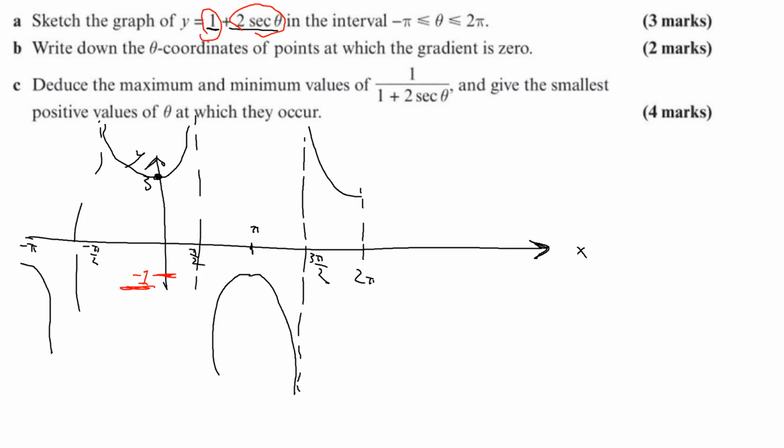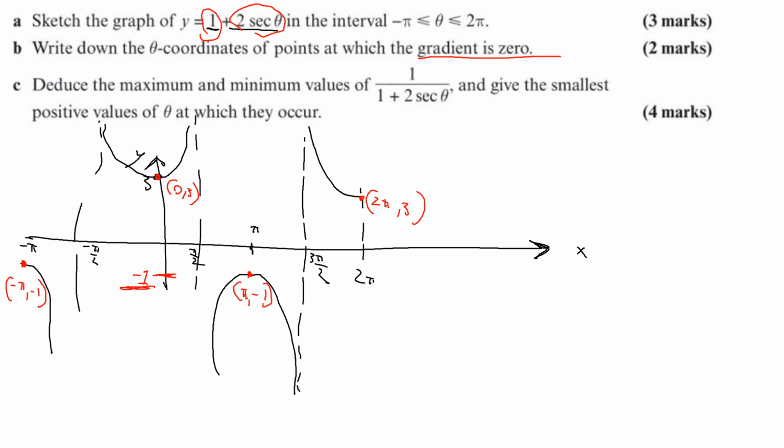Write down the coordinates at which the gradient is 0. That's just going to be the minimum point. So we have here, this point here, which is minus pi, minus 1. We have this point here, which is 0, 3. We have this point here, which is pi, minus 1. And we have this point here, which is 2 pi, 3. Okay? That's obviously just the minimum point at which the gradient is 0.